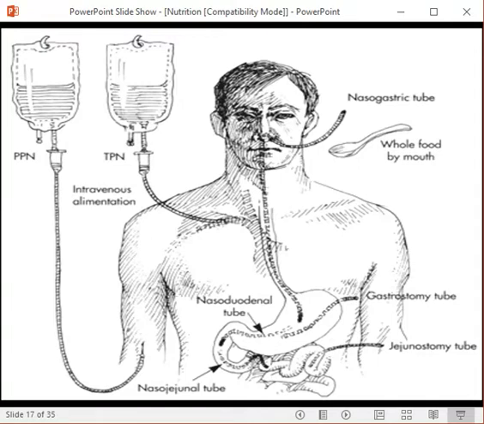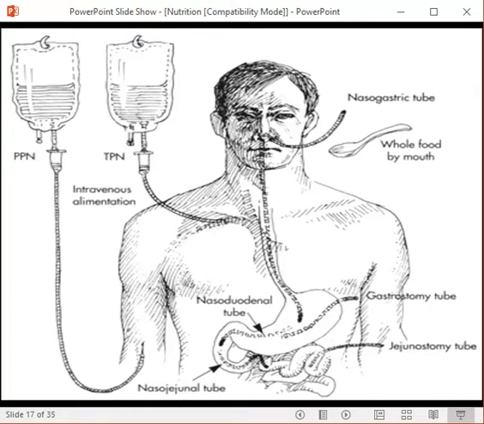On the right side, you see the enteral nutrition: nasogastric, via a nasogastric tube, the whole food is given by mouth, and then the gastrostomy tube, then through the jejunostomy tubes, and through the NG tube you insert the tube into the duodenum or into the jejunum.